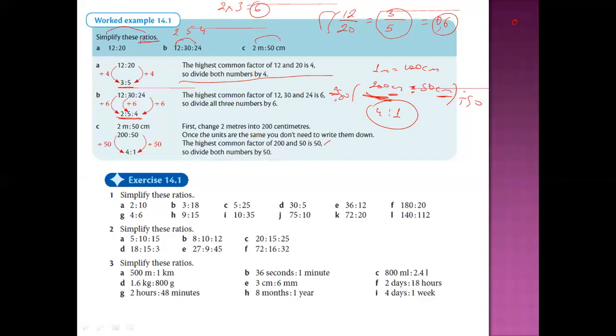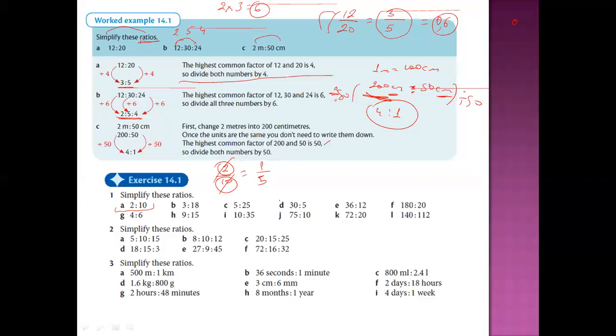And there we have exercise 14.1 without the solutions. I want to show you some examples, and the others you can stop the video and do yourself. Simplify these ratios, these fractions, or another way you can say that, fractions. 2 over 10, when you simplify that, you will get 1 over 5. The ratio is 1 to 5.